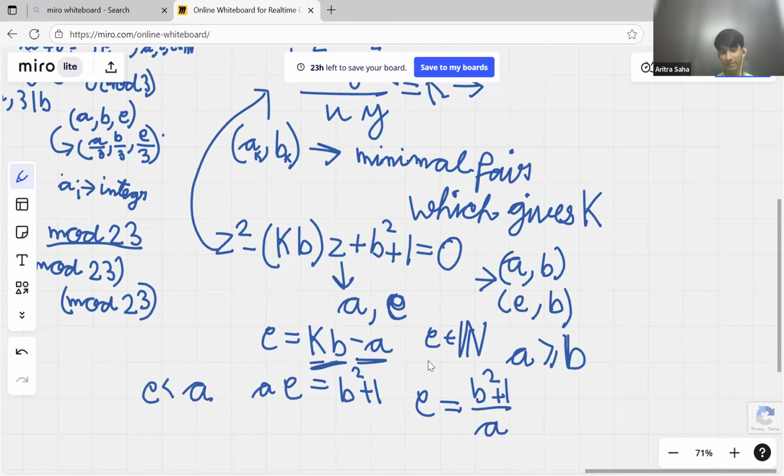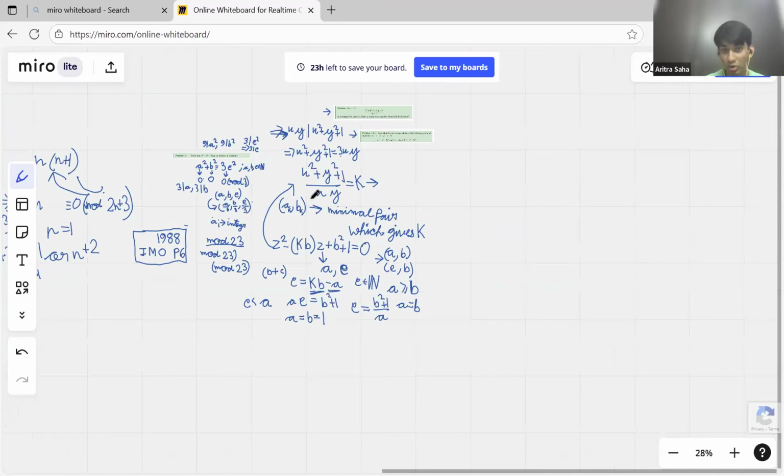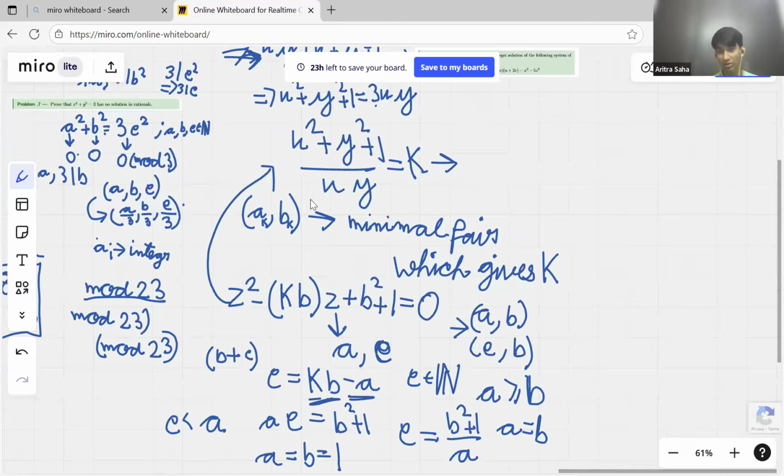A plus B should be minimal, but here B plus C is the minimal pair, which is false. So we have to get A equals B. And if A equals B, if we put that in the pair, we'll directly get that A equals B equals 1 has to be the minimal pair for every K. Like this is the minimal pair. So this gives us K equals 3 when we put A equals B equals 1 in the equation. This gives us 3 by 1, which gives us 3. So K has to be 3 in all cases.